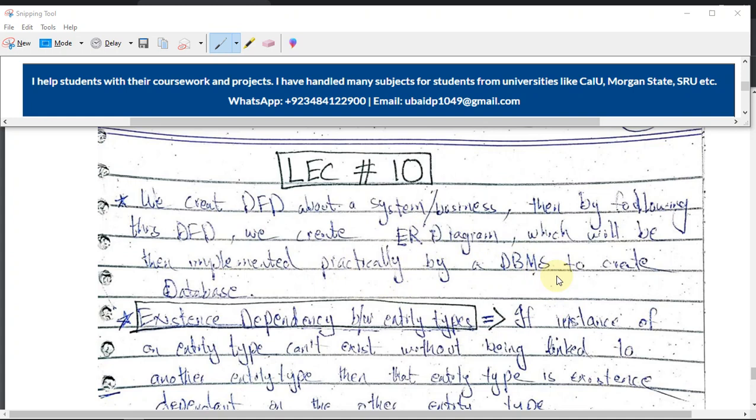And there can be many DBMS which you can use, like MySQL server, and mostly these DBMS, as I said, are based on the relational data model, right? So we will use this DBMS finally to create the database. So this is the whole picture about the development process of the database.